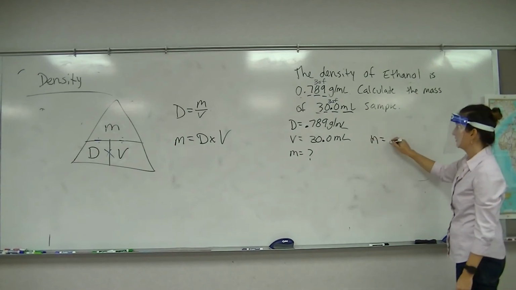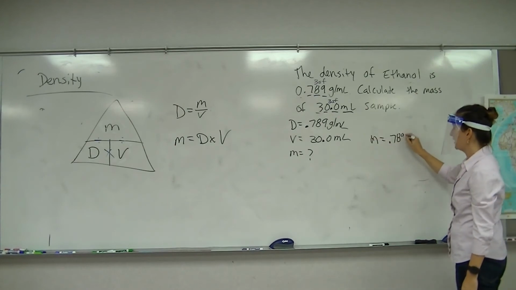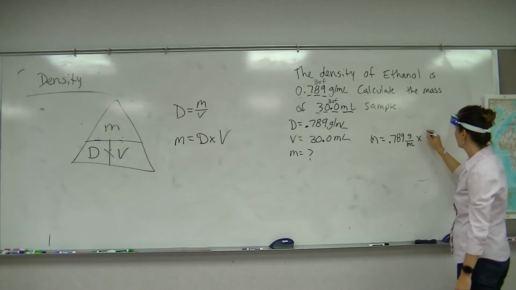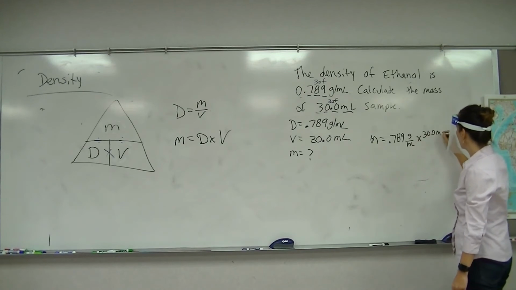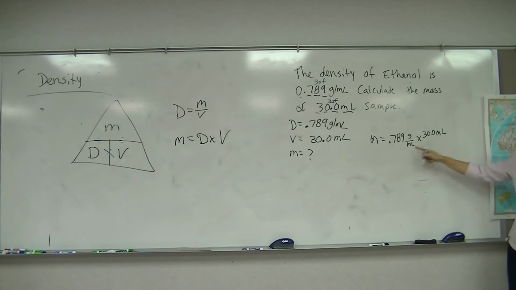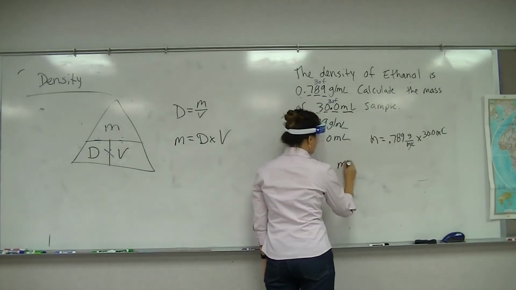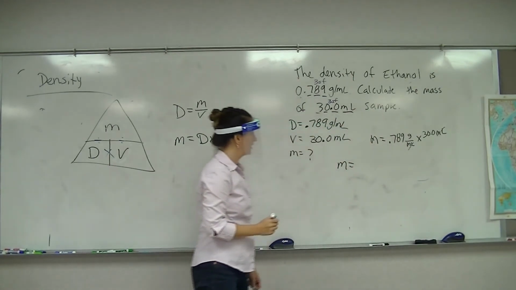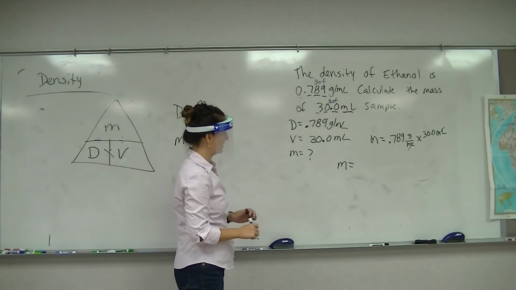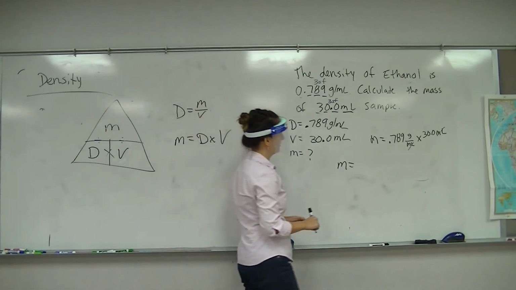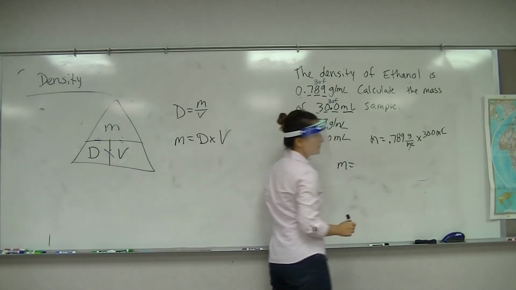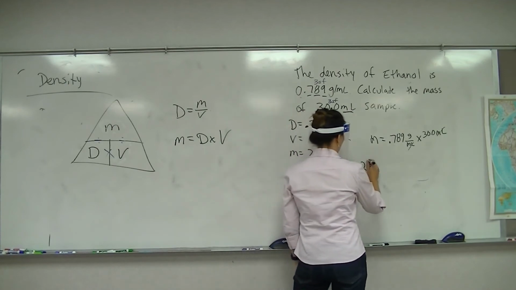And just plug them in. 0.789, that's grams per mil, times 30 milliliters. And notice once again, milliliters are canceling. Which is good, because mass should be in grams. So 3 sig figs, what do we get for the answer? 23.7.